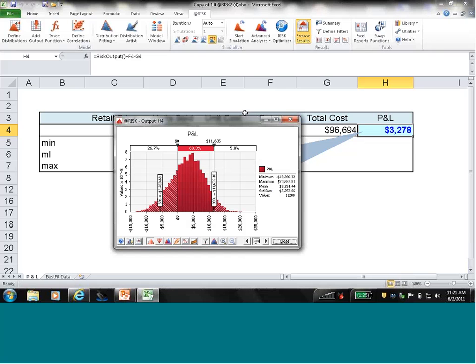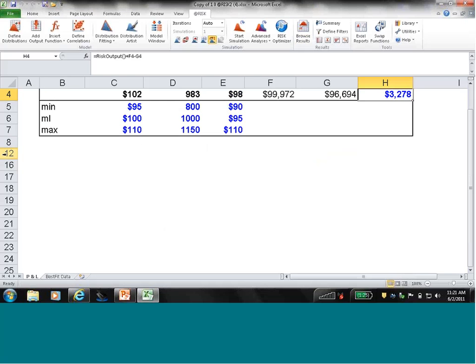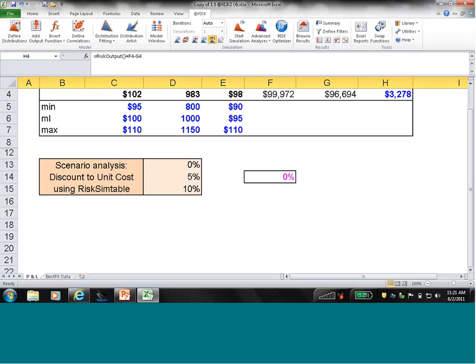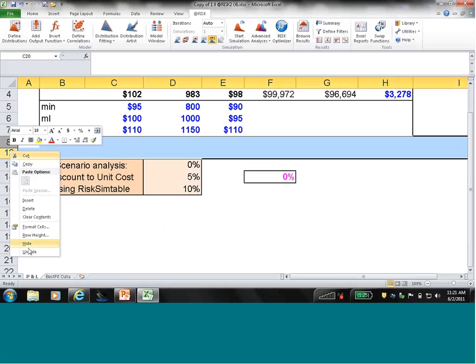So that's a very basic simulation, a basic model. I'm going to show you a couple more things that we can do to enhance the information we're gathering from this model. I'm hiding the wrong column again, I apologize.